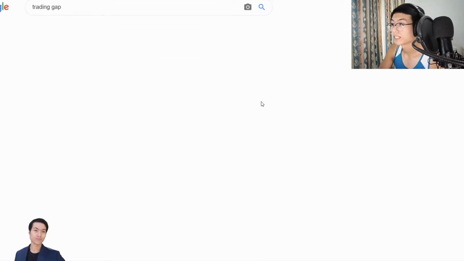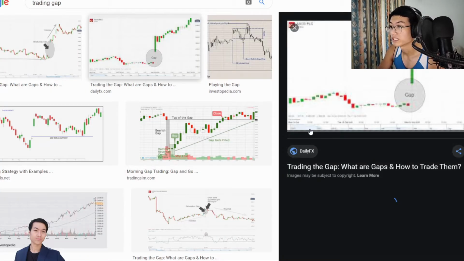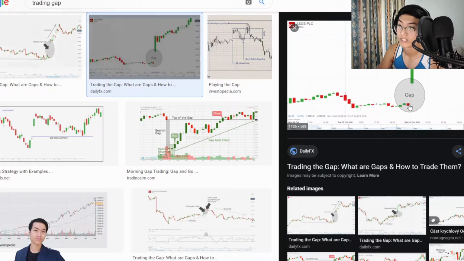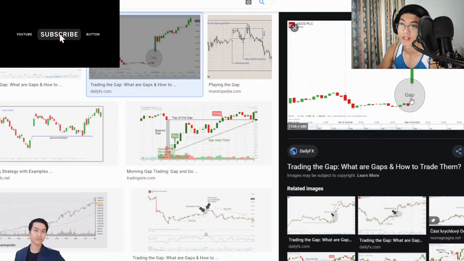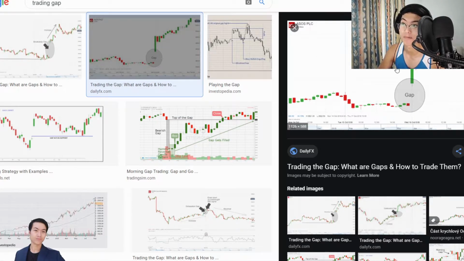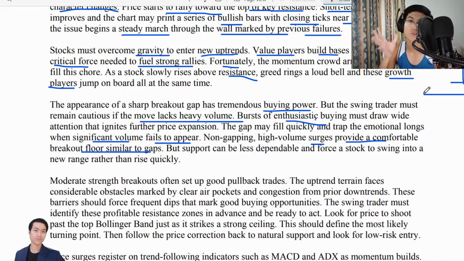Okay, a gap is something like this, right? So you can just take a look at this. So it's a gap. For example, it trades around here, next day it just gaps up. So this is a gap where it just jumps in price, right? And it gaps up. So again, this kind of gaps, we do not really want to take.